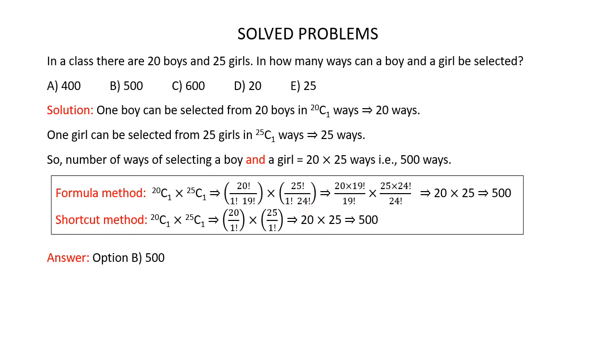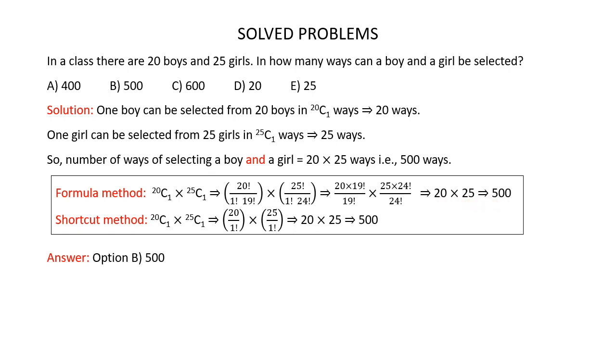Now 20 factorial can be written as 20 multiplied by 19 factorial, so that the 19 factorial in the numerator and the 19 factorial in the denominator gets cancelled out and we are left with 20. Multiplied by 25, which can be written as 25 multiplied by 24 factorial, so that 24 factorial of the numerator and the 24 factorial of the denominator gets cancelled and we are left with 25. So 20 multiplied by 25 is 500.